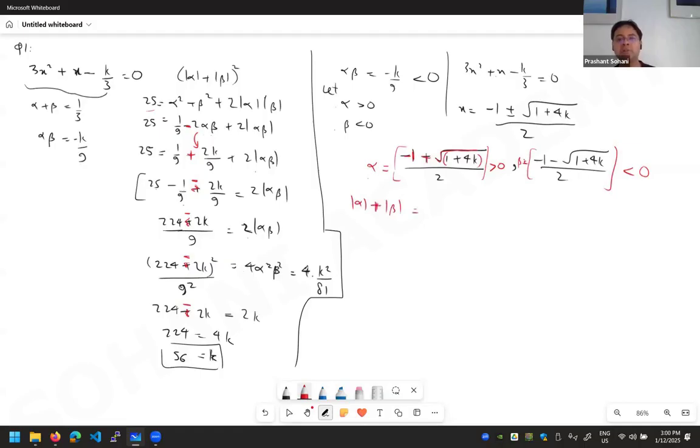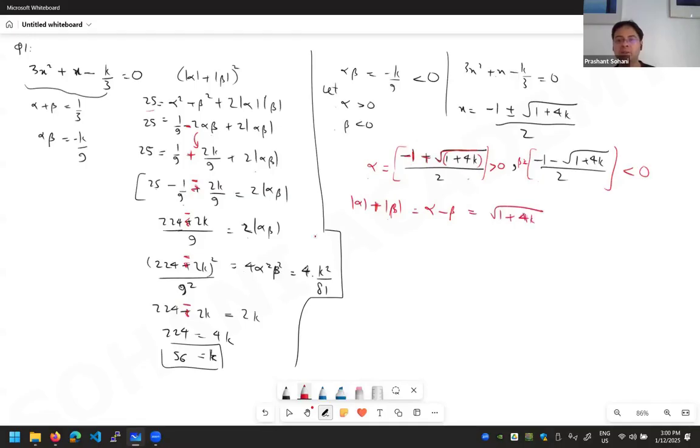The term which is positive will remain unchanged, and the term which is negative will become minus beta, right? So the absolute value of beta is just minus beta. And now if I subtract these two terms, you'll see that when I subtract, this minus 1 will cancel, and what I will get is simply root of 1 plus 4k.